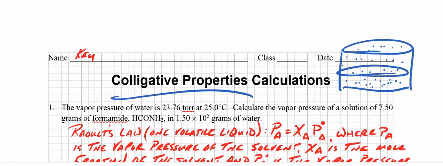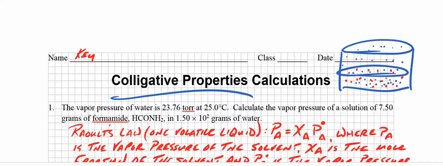But what happens if we add to that some contaminants? And by contaminants, I mean it could be salt, it could be anything. So the little red dots mean that we've added something to the water. That's going to change the vapor pressure. It's going to decrease the vapor pressure. And what we want to focus on now is how much it is going to decrease that vapor pressure.